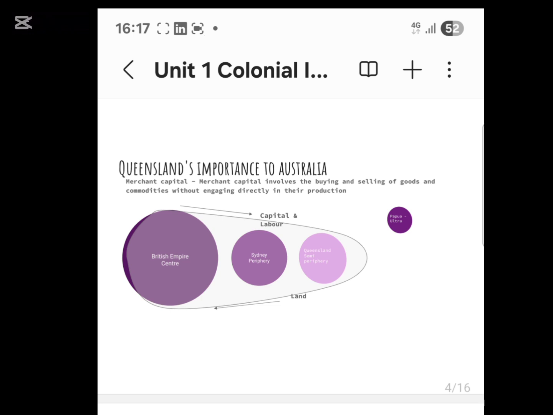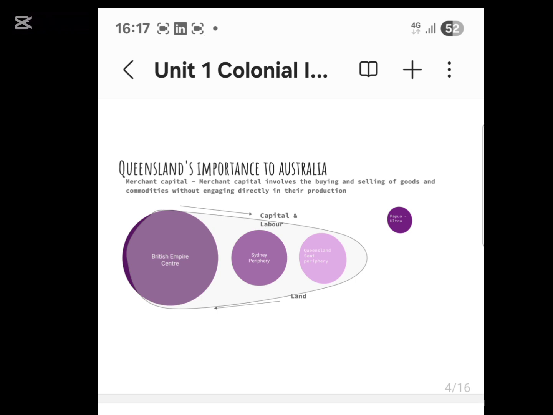Now, you have the small circles here. Both of them represent Australia. Okay? One is Sydney and the other one is Queensland. Okay? So, remember, the periphery depends on the center for its economic existence. So, when Australia and New Zealand are settler colonies, they depend on Britain for economic development. It was not until 1901 that Australia got its independence.